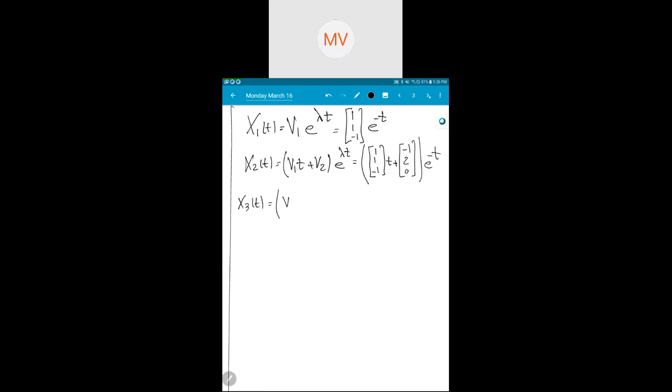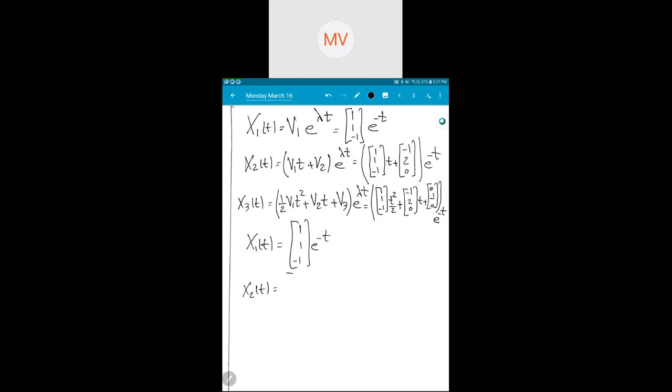So there was a half. There was a half v1 t squared plus v2 t plus v3, e to the lambda t, which was 1, 1, negative 1, t squared over 2, plus negative 1, 2, 0, t, plus 0, negative 1, 0, close, and then e to the negative t. There you go. You have it. If you want, you can simplify things so you get 1, 1, negative 1, e to the negative t.